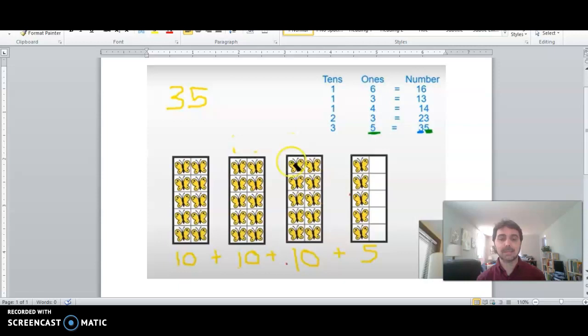Today is our last lesson on place value, where we are exploring tens and ones, and this means that next week we will get into addition, which is very exciting.